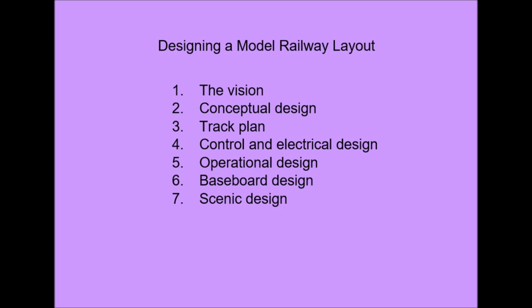Then there are three elements that really act together: the track plan, the control and electrical design, and the operational design. These three inform each other and are informed by the other two. If you change one, you're likely to be altering the other two, or one of the other two, certainly. And then we get on to the hard nails of building the baseboards, portable, permanent, whatever. And finally, the scenic design. The scenic design is probably the wooliest. We scribble a few lines on our track plan for hills and trees, but in reality, most of us make it up as we go along when we're building the layout.